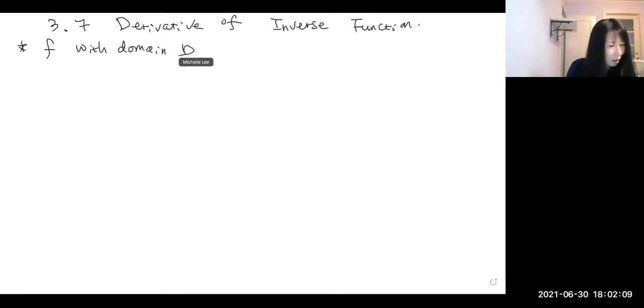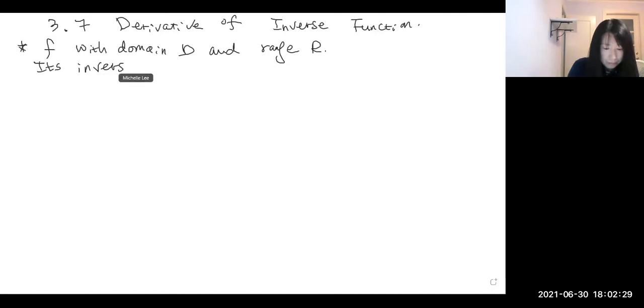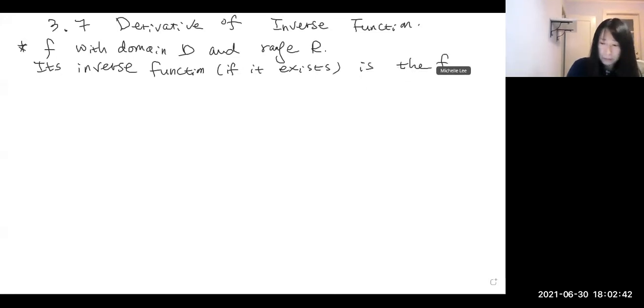Domain C and range R. It's an inverse function if it exists. We denote it like this, right? So this is not the negative power. We know that if we have function notation with the -1, it means inverse function, okay?